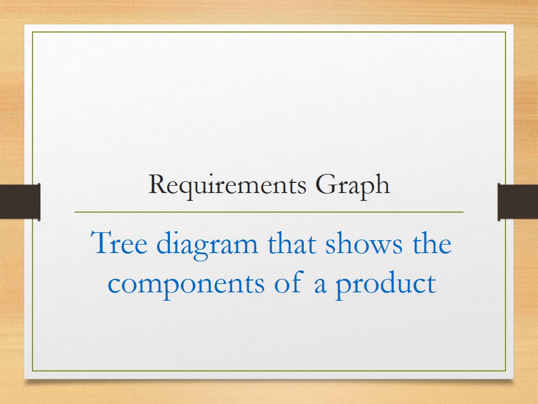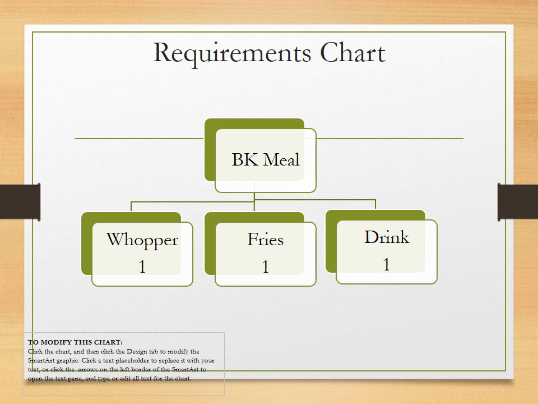What is a requirements graph? Well, basically it's a graph in sort of a tree hierarchical diagram that shows all the components that you need to create a product. Let's do an example. Let's say you're working at Burger King and there's a BK meal and you don't know what goes in it. This requirements chart will tell you that in the Burger King meal, you'll get one Whopper, one fry, and one drink. So this shows us the requirements needed, a Whopper, a fry, and a drink, to create this BK meal.